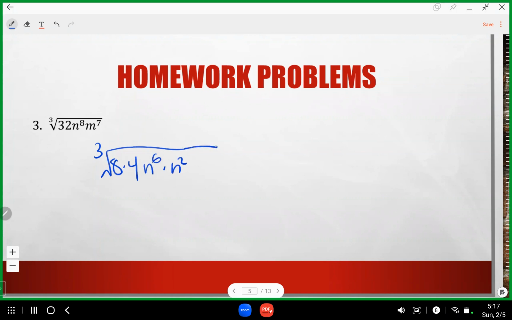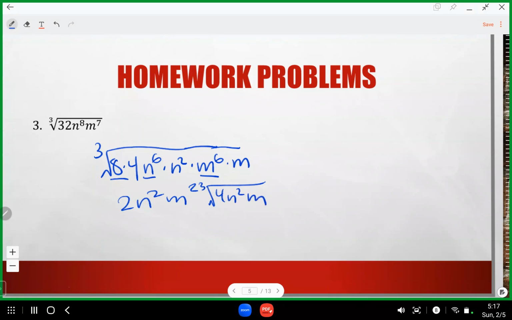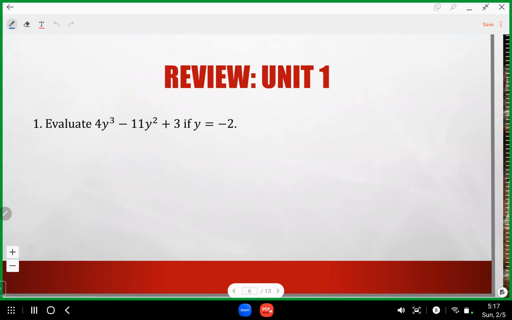N to the 6th is a perfect cube. M to the 6th is another perfect cube, and then just times m. So then you take these out, right? You're going to get 2 times n squared, m squared, times the cube root of 4n squared m, right? All right. So, no questions, right? So now we're going to review Unit 1.